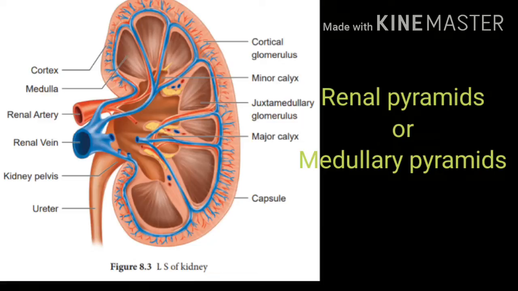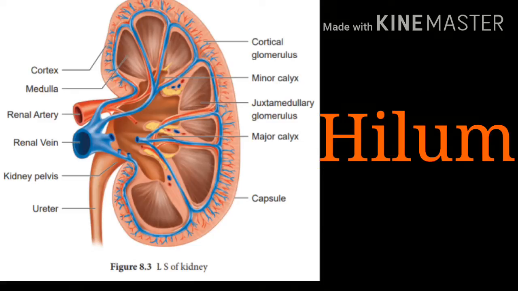On the inner concave side of each kidney, a notch is present. That is called the hilum. What is the hilum? On the inner concave side of each kidney, a notch is present, that is called the hilum. Through this hilum, blood vessels and nerves enter and the urine leaves.